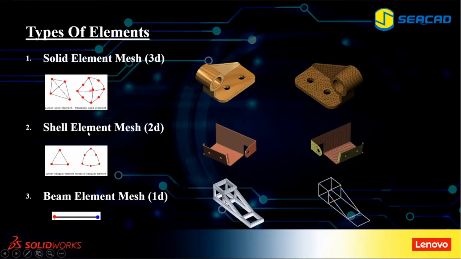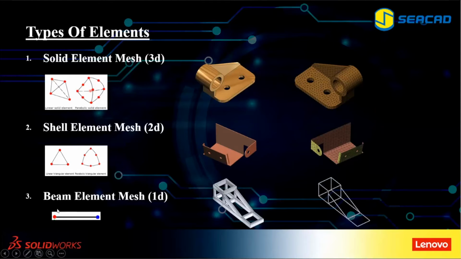The shell element is actually a 2D element. You can see this is a triangle. This is the first order shell element. And then on the right side, this one is the second order. The second order has one more point here, so the stress-strain relation is not linear. So this is the second order.